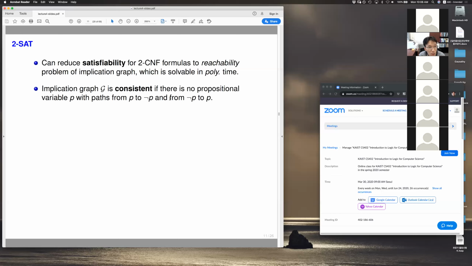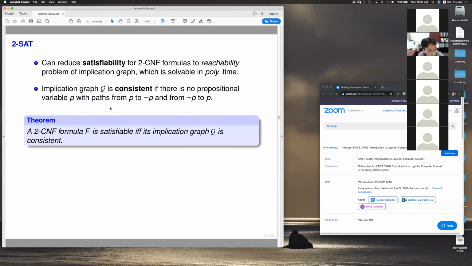So if my graph G has a cycle like this, where we have a propositional variable P, a path that goes from P to its negation, and also another path that goes from its negation to P, we say this graph is inconsistent. If there is no such cycle, then we say this graph G is consistent.